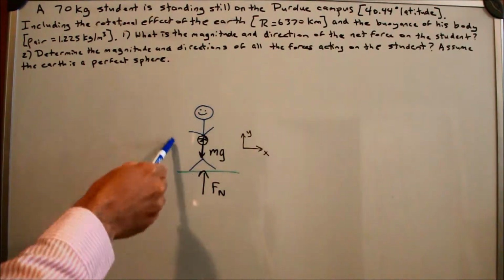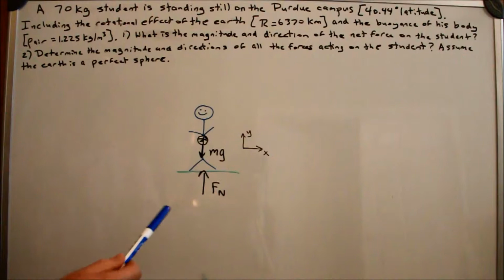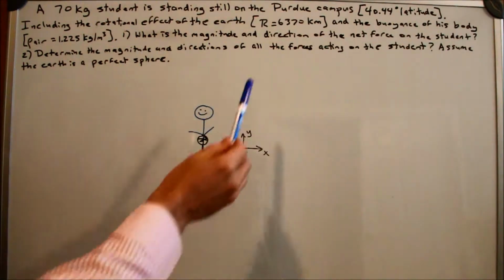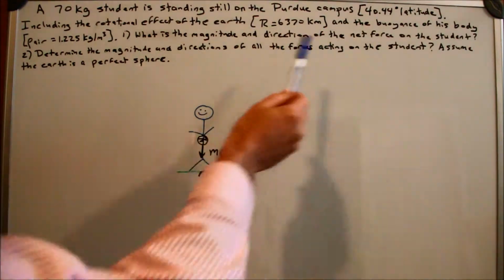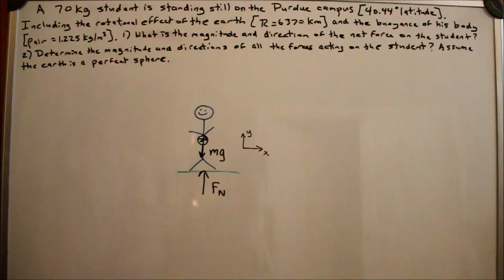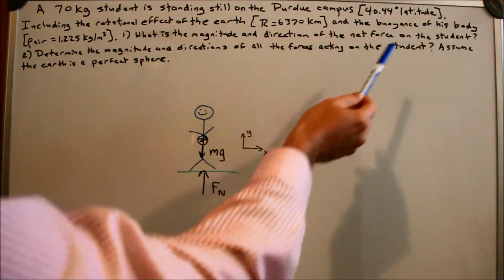But what I want you to do in this problem is see what assumptions we're making for this student standing on the Purdue campus. There are two things I want you to consider. First, let's include the rotational effect of the Earth. We'll assume the Earth is a perfect sphere of this radius, and let's see how that changes the problem.